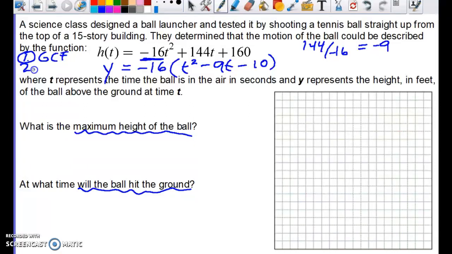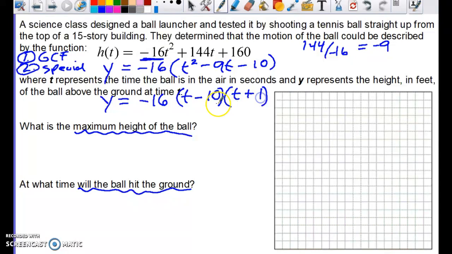Now the second step is looking for a special case. Do I have one? Is it any perfect squares? Nope. The first one is, but 10 is not. So then I try to factor it. So the factored version then equals negative 16, and now I have to find something that will multiply to be negative 10 and add to be negative 9. Well, I'll save you some work here. It's going to be t minus 10 and t plus 1. Check. Negative 10t, positive 1t, that makes negative 9t. Negative 10 times a positive 1, negative 10, t times t, t squared.